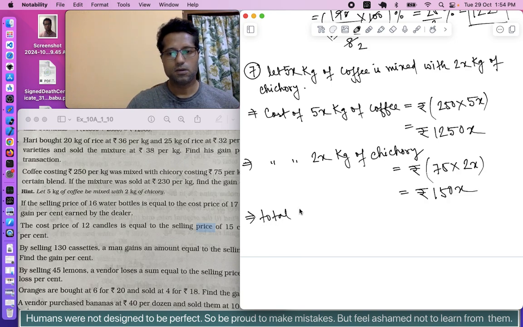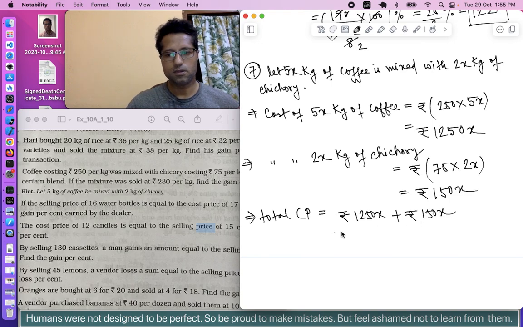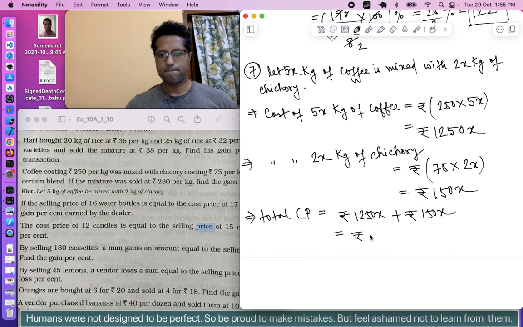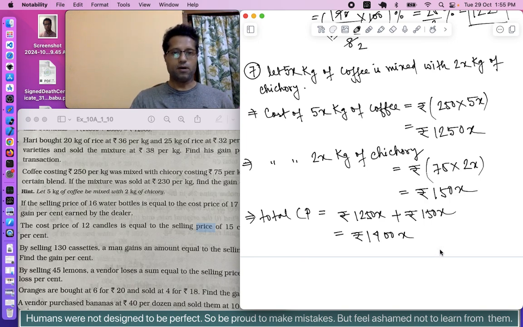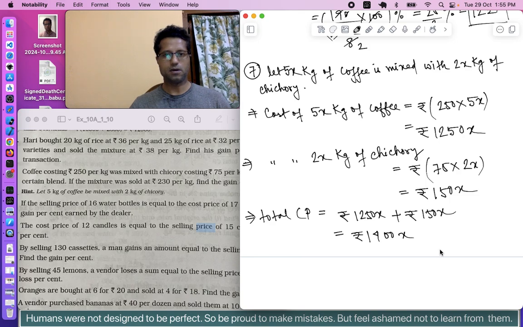So the total CP is equal to rupees 1250x plus rupees 150x, which is equal to rupees 1400x. 1400x is the total cost of the blend, that is the amount of chicory and coffee mixed in the ratio 5:2. The cost of the blend is rupees 1400x.